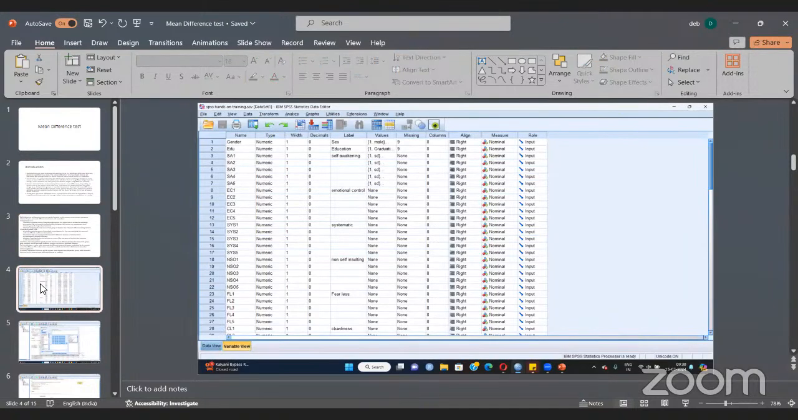So this is the data set that you have also. Here you can find out the variable name, the type of variable with decimal, label, value. I have discussed everything earlier, so you can understand. So this is my data set.